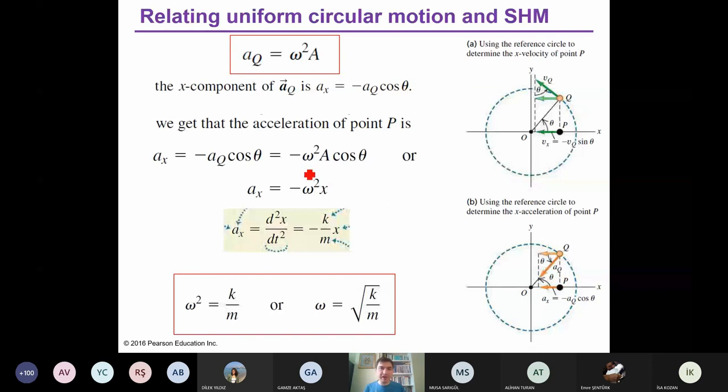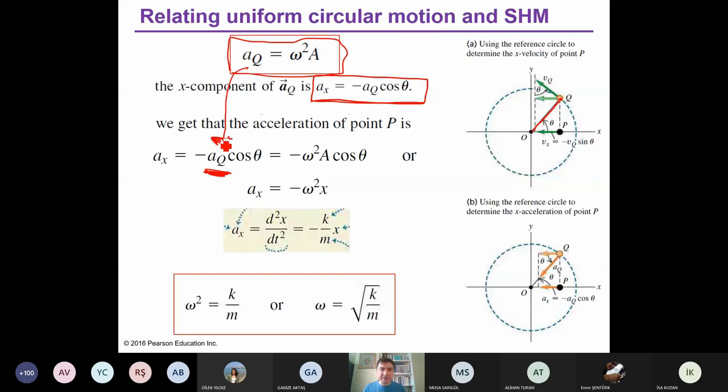Then let me continue. We have calculated AQ with this one, omega squared times A. A is the amplitude or radius of the circle. Okay. Then AX, X component of this acceleration, is given with minus AQ times cosine theta. Okay. So what is AQ? Acceleration, radial acceleration of the cue ball. Just take this one, put it there. We have calculated AQ. Then here we have omega squared times A. This is the radial acceleration of the cue ball.